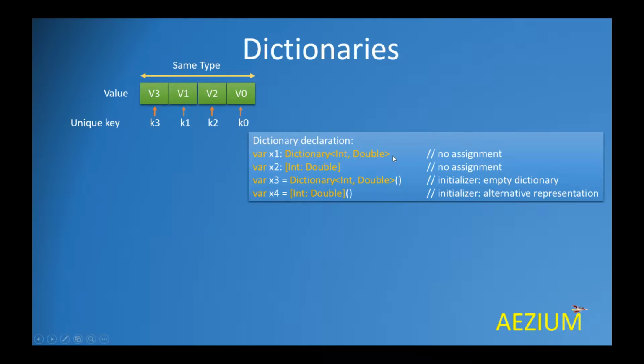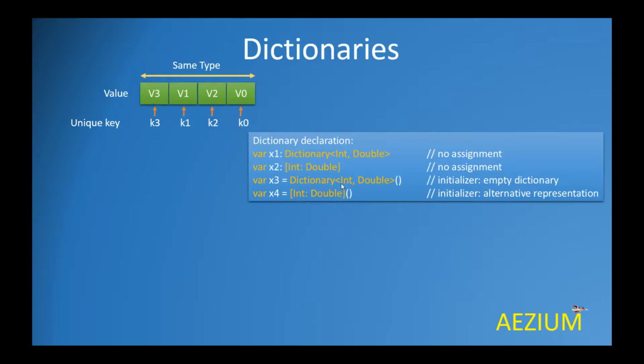Here we do not do any assignment. A shorthand for this syntax is shown here. We use square brackets. Inside the square brackets, we first mention the type of the key followed by colon, and then the type of the value. So this is saying that our key type is integer and the type of our values is going to be double. Again, there is no assignment here.